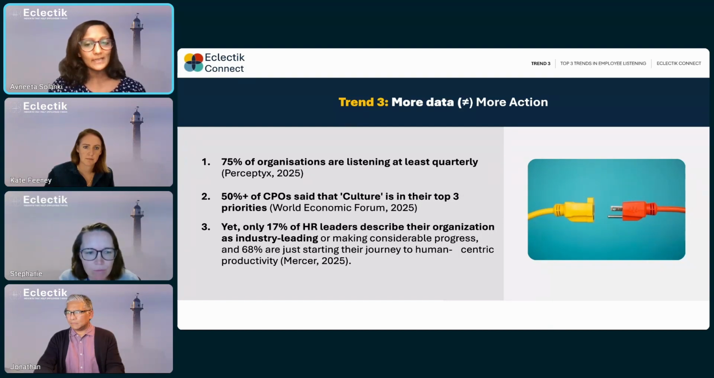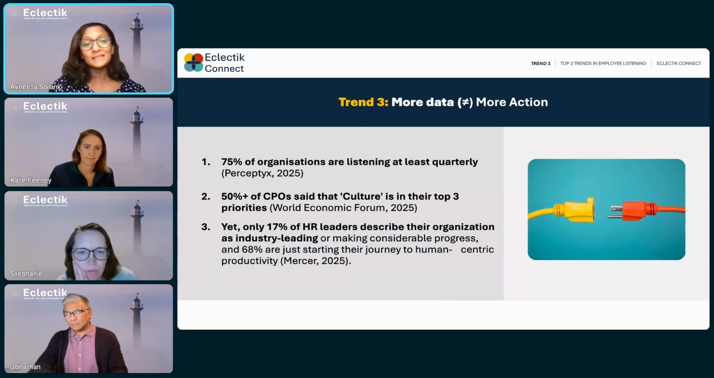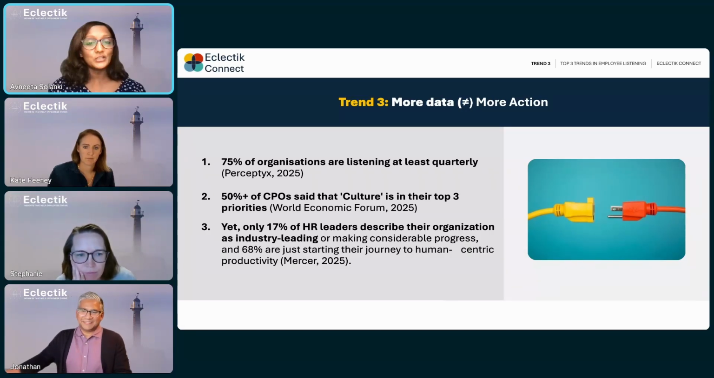So if you look at this stat from Mercer this year, only 17% of HR leaders said my organization is something I would describe as industry leading. I feel it's making considerable progress. So all that data is not helping us be better. But 68% have said we're only just starting our journey to human-centric productivity. So it's really about connecting the dots between the data and behavior.